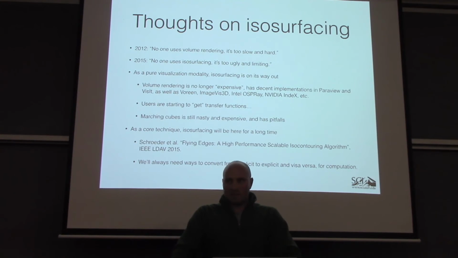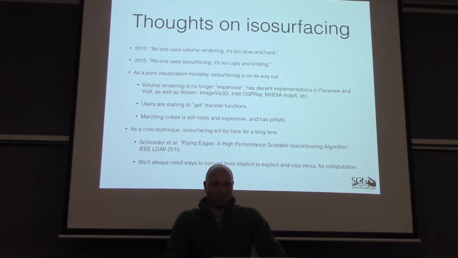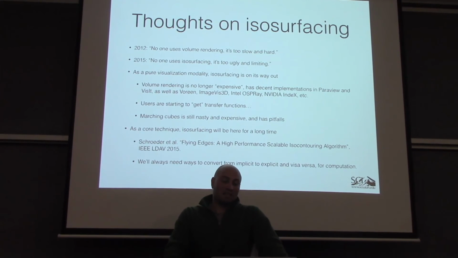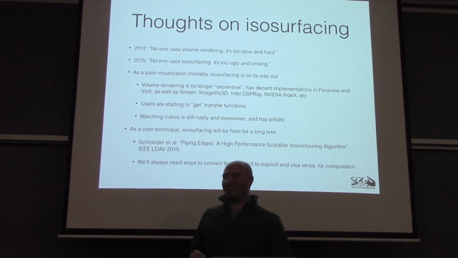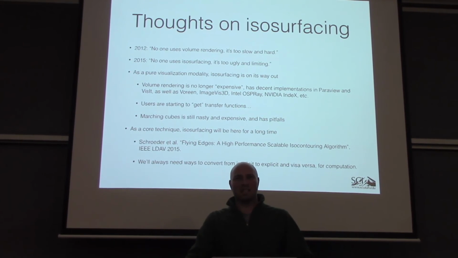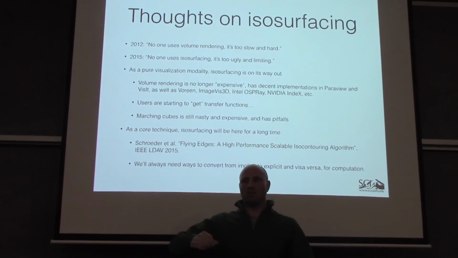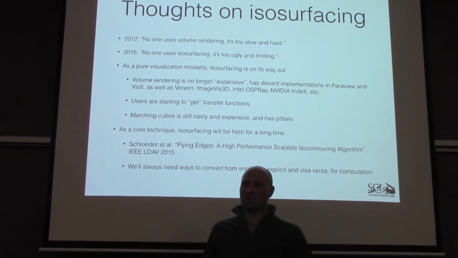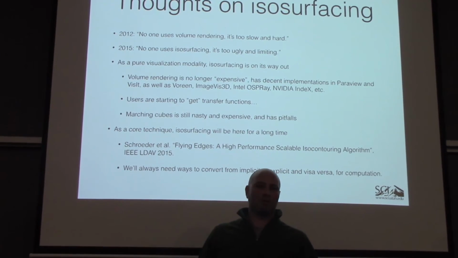So I'm going to wrap this up. It looks like I have 2 minutes left. Back in 2012, if I talked to people in production viz at Argonne and other national labs, people would say no one uses volume rendering, it's too slow and too hard. And today, 4 years later, people say no one uses isosurfacing, it's too ugly and too limiting. So I think in the last several years, we've really seen a sea change, where people who once would exclusively use isosurfacing are starting to use volume rendering more and more for visuals.